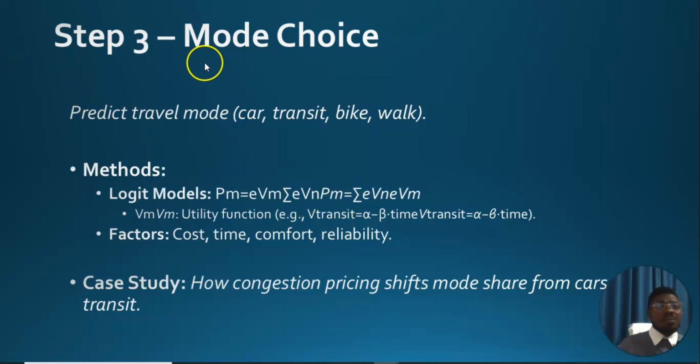Then the third point here, we have the mode choice, that is to predict travel mode. So is it going to be the use of a car, or will it be the use of a transit, a bike, or a walk? So this can be done using different methods. We have the logit model, which is quite common, and we have the factors taken into consideration: the cost, the time, the comfort, and the reliability.